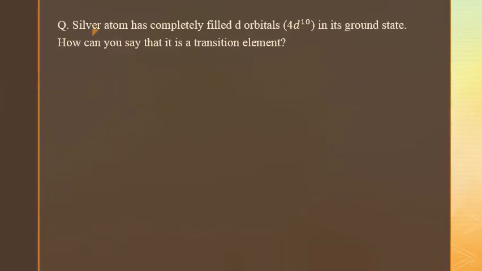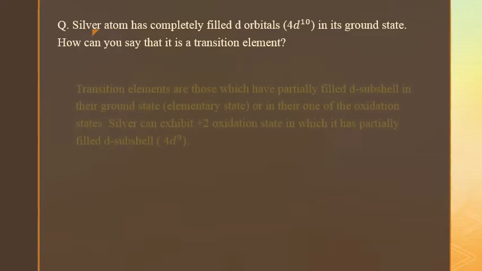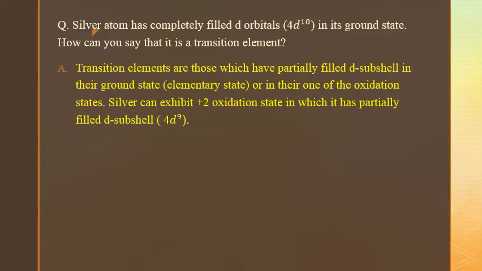Question first. Silver atom has completely filled d orbitals, that is 4d10 electronic configuration in its ground state. How can you say that it is a transition element? The answer will be: as we know, according to the definition, transition elements are those elements which have partially filled d subshell in their ground state or in the elementary state.